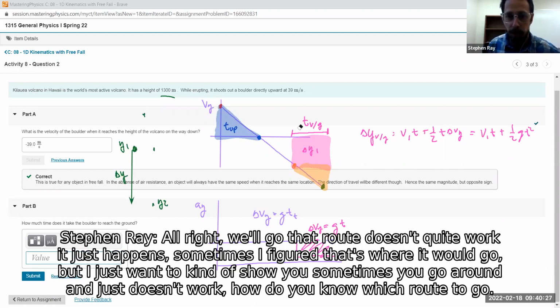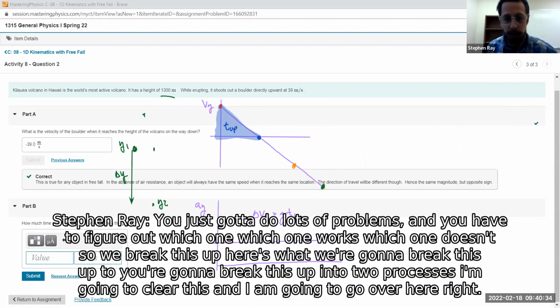I figured that's where it would go, but I just want to kind of show you. Sometimes you go a route and it just doesn't work. How do you know which route to go? You just got to do lots of problems, and you have to figure out which one works, which one doesn't. So we break this up into 2 processes.